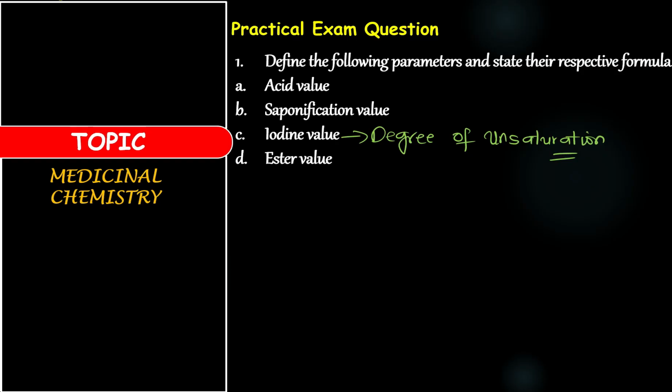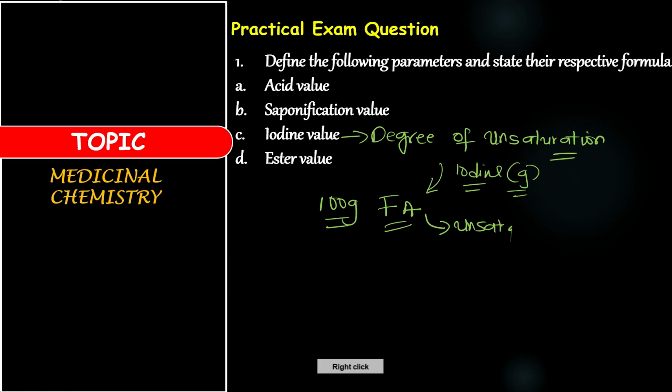So if you have 100 grams of the free fatty acid, you start supplying it with iodine. The amount of iodine in grams that can be absorbed by 100 grams of the fatty acid is what is called the iodine value. And for this fatty acid to absorb iodine, it means that the fatty acid must be what? Unsaturated. So that's the iodine value.